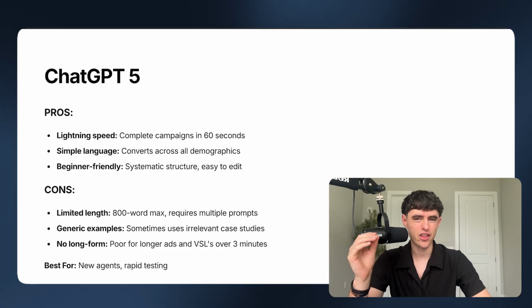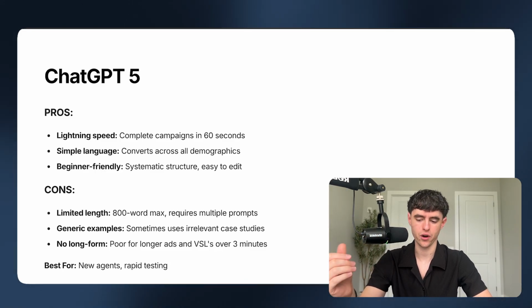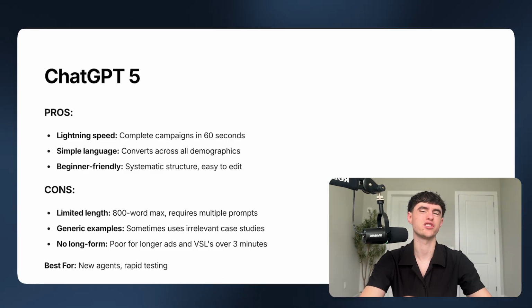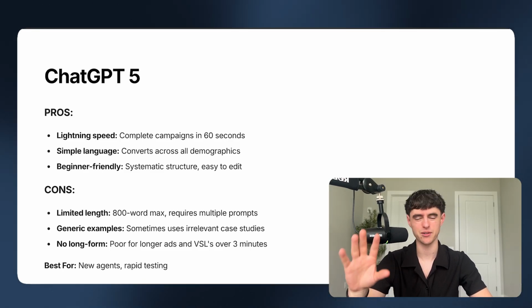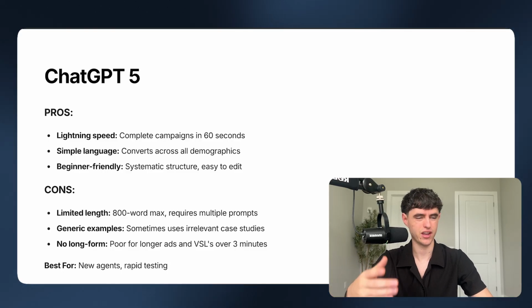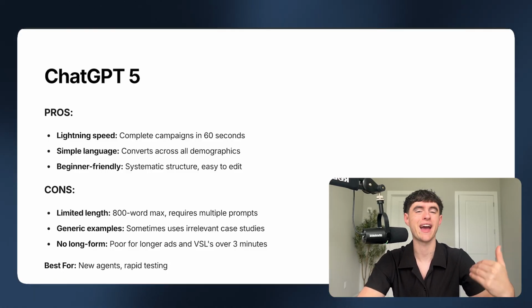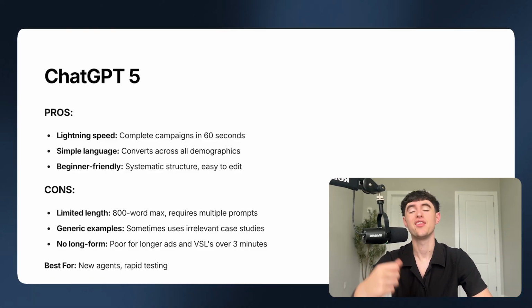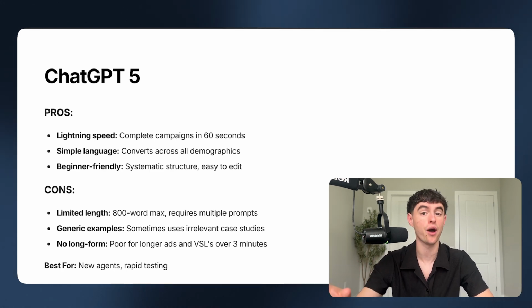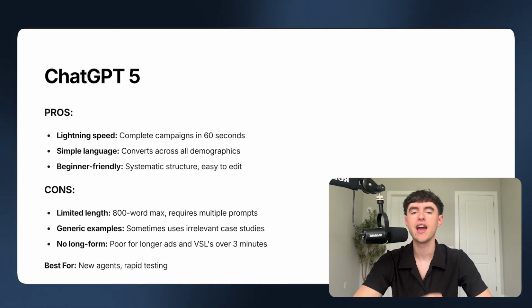The other thing about this is it's not for long form. If you have a long ad or a VSL and it's over something like 3 minutes, most of the time it's really never going to perform the way you like because it just ends up hallucinating once it gets past a certain character point. But this is best for newer agents that are trying to get quick ads out there that are under 60 seconds and looking to just test different variables.